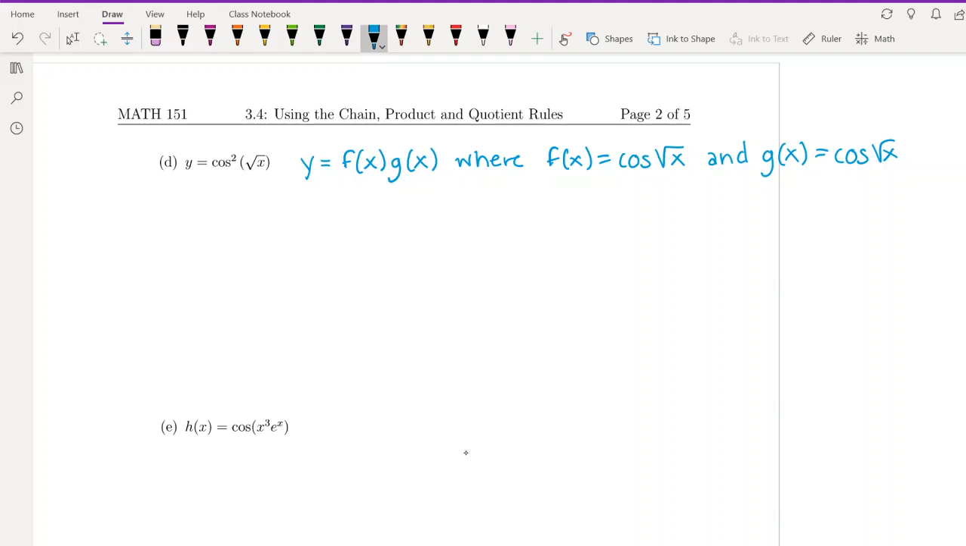So if you wanted to, and this is true anytime you have sine squared or cosine squared or any function squared, you can actually do it with the product rule. I'm not going to do it that way in this video because I think the other way is a better, more general approach to understand. But if you wanted to, you definitely could do this as a product rule.